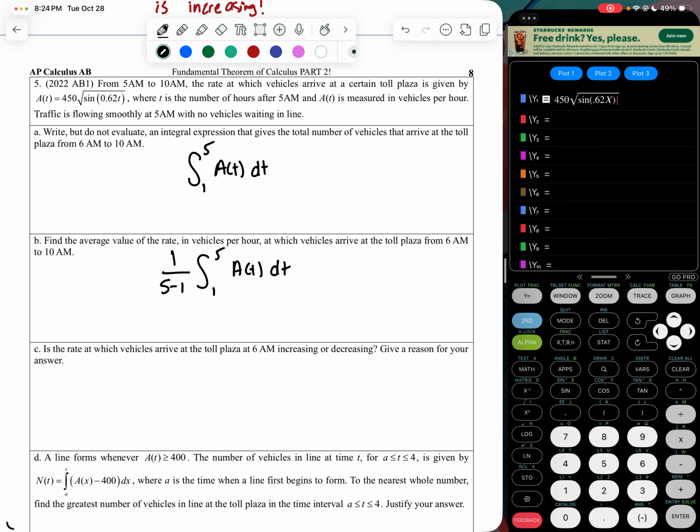Now, 6 a.m. was time t is equal to 1, and then 10 a.m. was time t is equal to 5. I forgot to mention that on part A. But be careful with that also, because time t is equal to 0 is at 5 a.m.